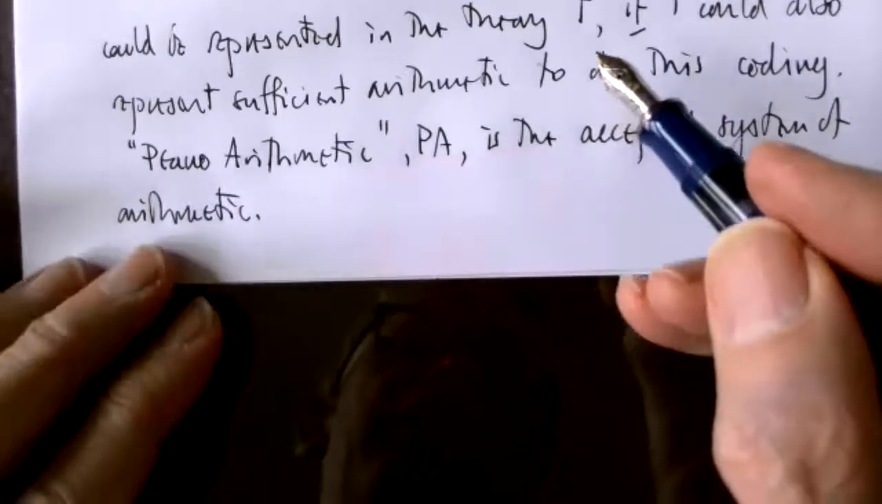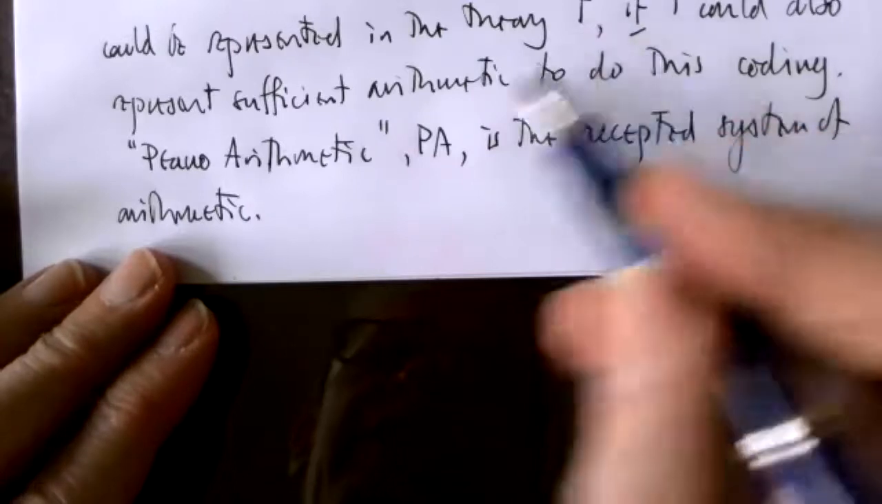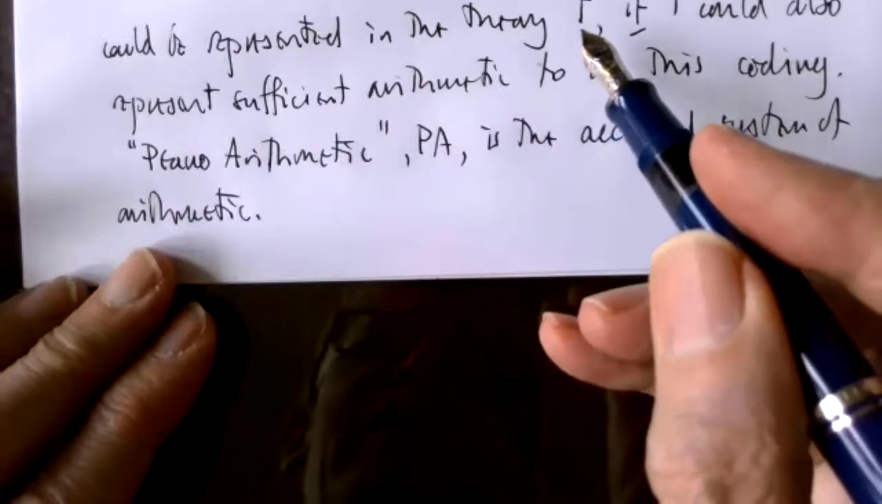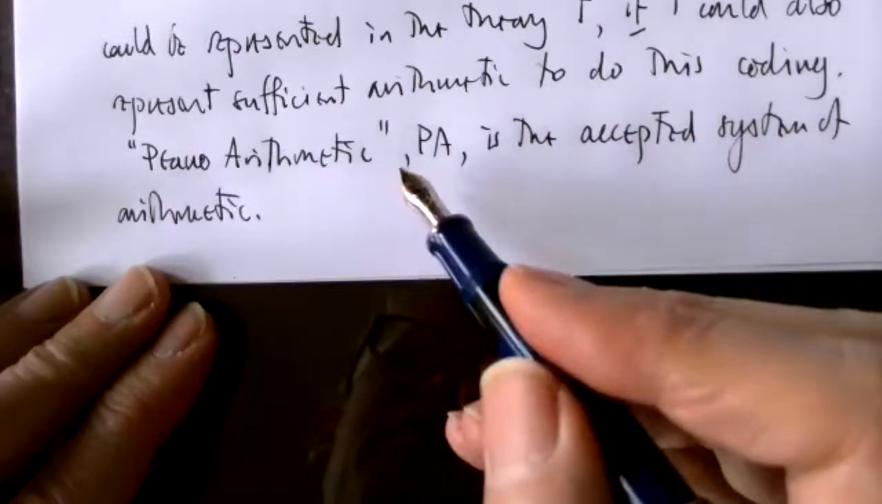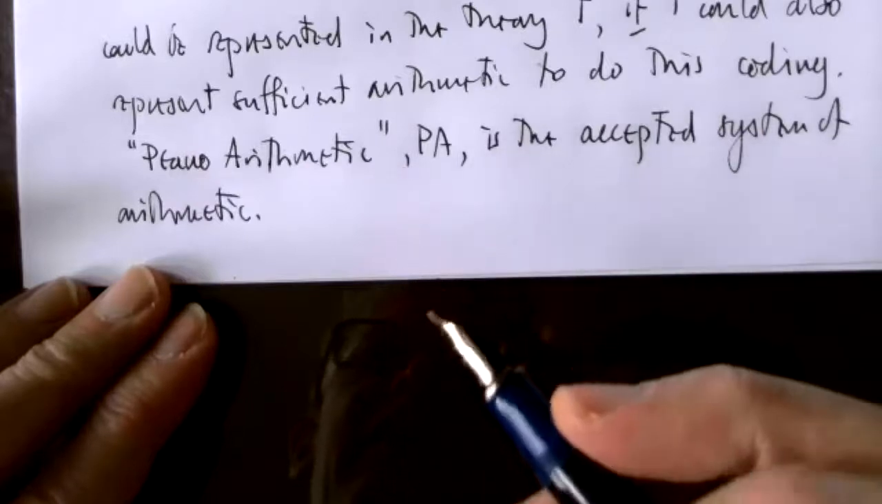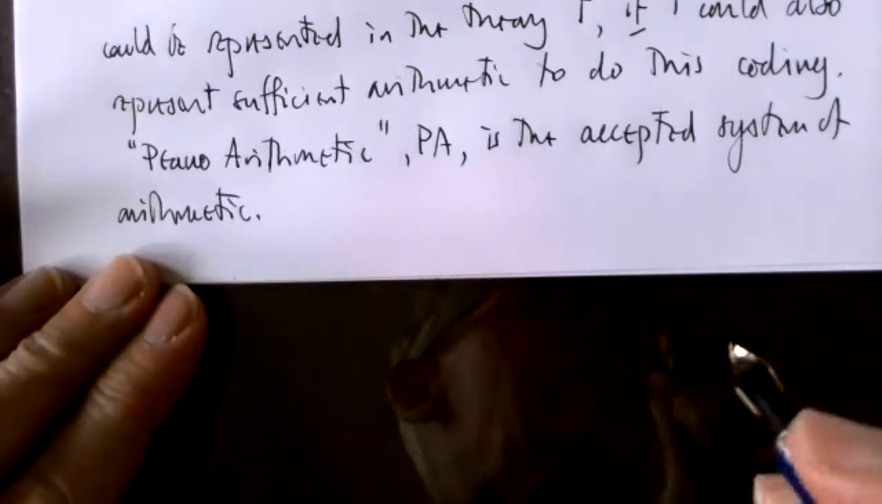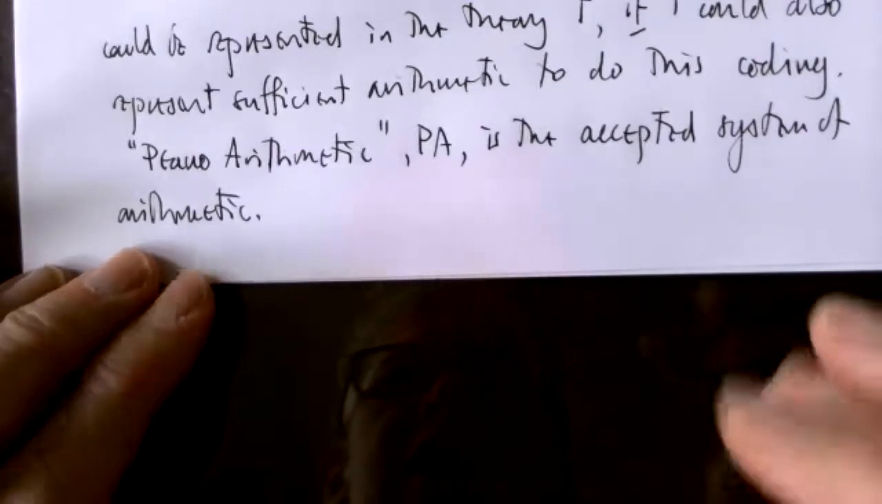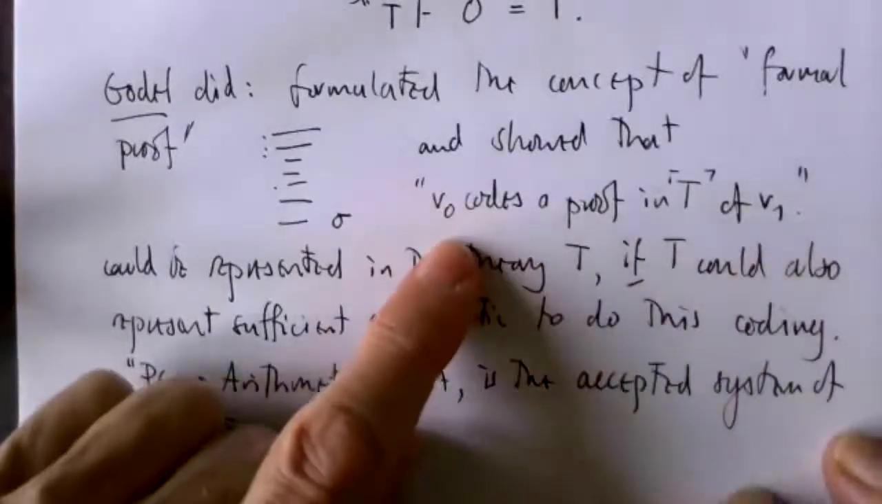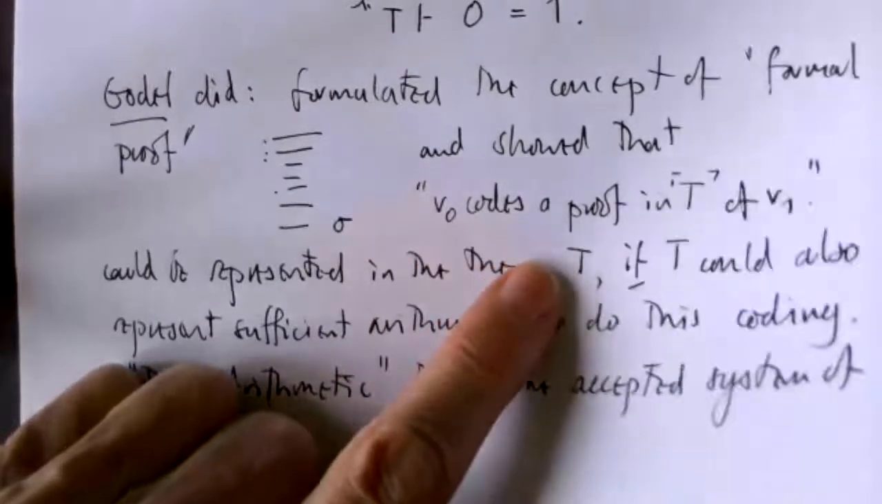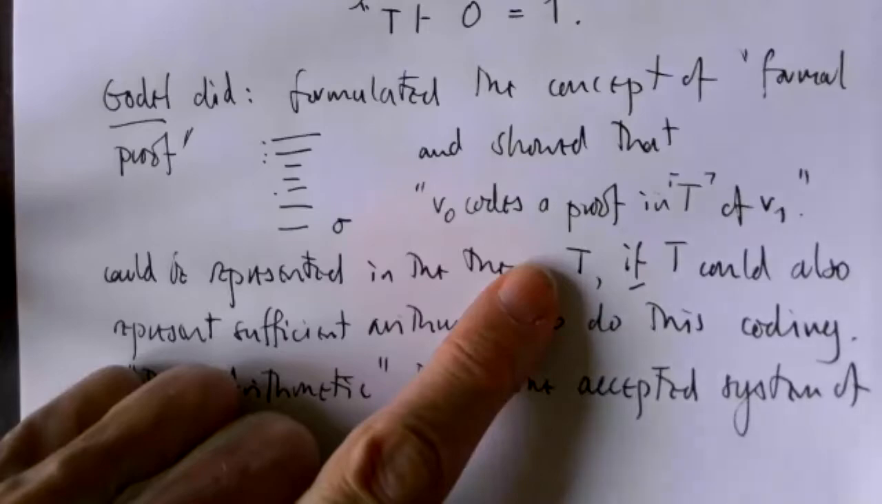ZF is a very strong theory. It can prove anything about arithmetic that you want. Sorry, that's a misstatement. It certainly can prove all the axioms of Peano arithmetic, because set theory can prove an awful lot more than arithmetical facts. So the point is that this relation, V0 codes a proof in T of V1, can be expressed as a formula of T in the language of T.